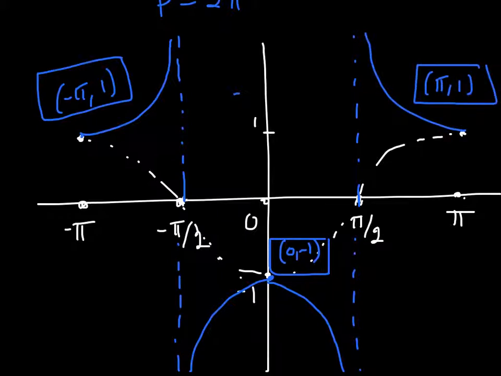Those are 3 key points. Keep in mind you have to give the asymptotes at positive pi over 2 and negative pi over 2.